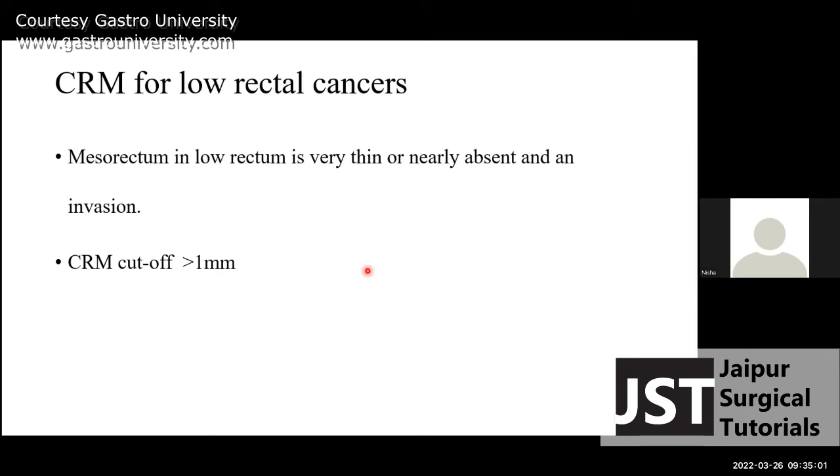CRM for the very low rectal tumors follows the same lines as for the upper rectal tumors. That is, a cutoff of less than 1 mm is considered a positive margin, anything greater than 1 to 2 mm is threatened, and greater than 2 mm is considered a negative CRM.